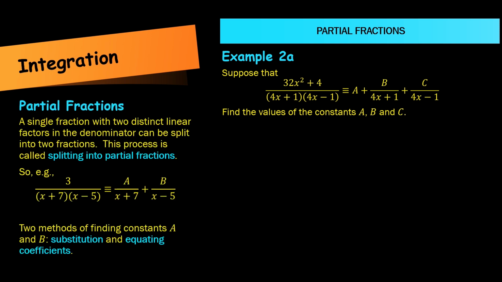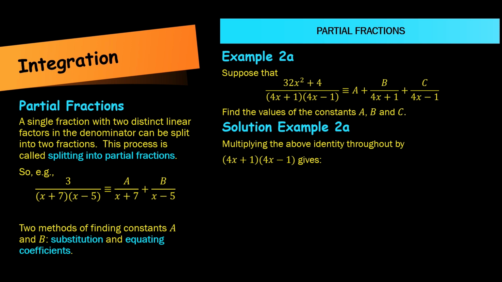Before doing that, you may want to remind yourself of the theory. Pause the video and take a look. Press play when you're ready to view the solution. So let's solve this. We begin by multiplying the above identity throughout by (4x plus 1) times (4x minus 1) to give this expression here.